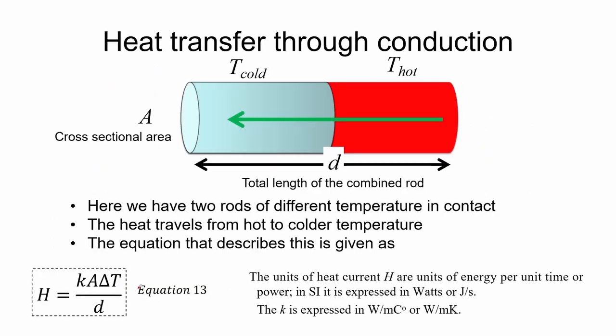Here we have two rods of different temperature in contact. The heat travels from hot to colder temperature as indicated by the green arrow. The equation that describes this is given as equation 13. The quantity of heat flowing through a body is given by heat current, H. Here K is the thermal conductivity of the material, A is the cross-sectional area, delta T is the temperature difference and d is the distance between two points whose temperature difference we are considering.